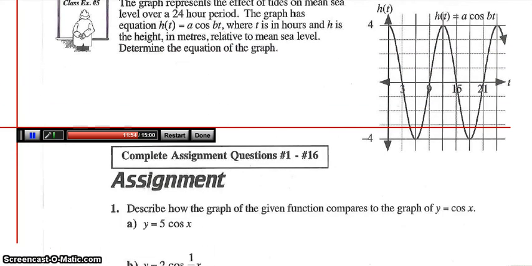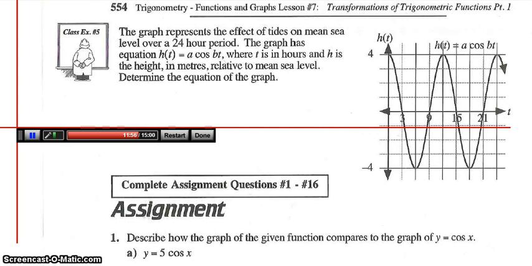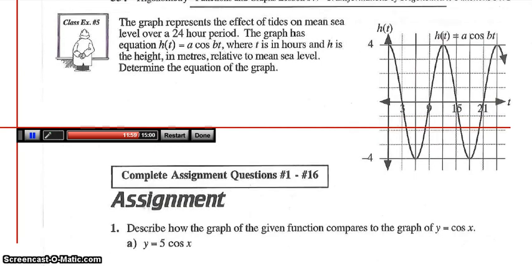So that's the end of the function, but let's try one more example. Here, the graph represents the effect of tides on sea level over a 24 hour period. Every box is 3, so this is actually 24. In a day, there are actually two tides. This is a cosine function starting on top. It ends here, so this is one cycle. If you read the boxes, this is 12. So the period is 12.